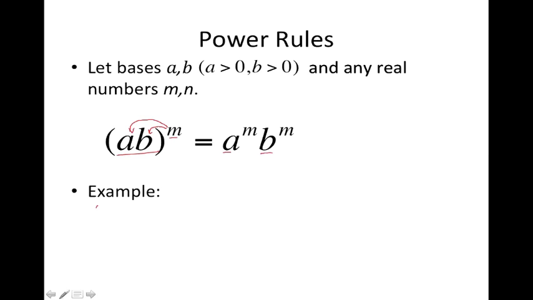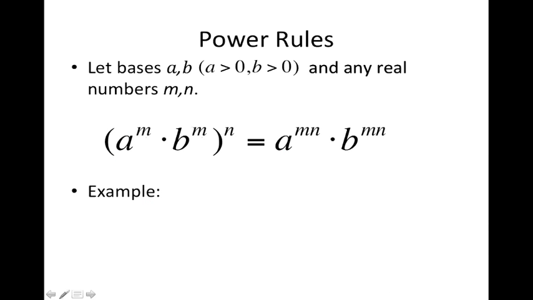So for example, let's have 2 times 4, and I want that to the third power. So that's the same thing as saying 2 to the third times 4 to the third. Another example, we can throw in some variables in there. So let's have 2x to the fifth power. If I distribute this 5, 2 to the fifth times x to the fifth.